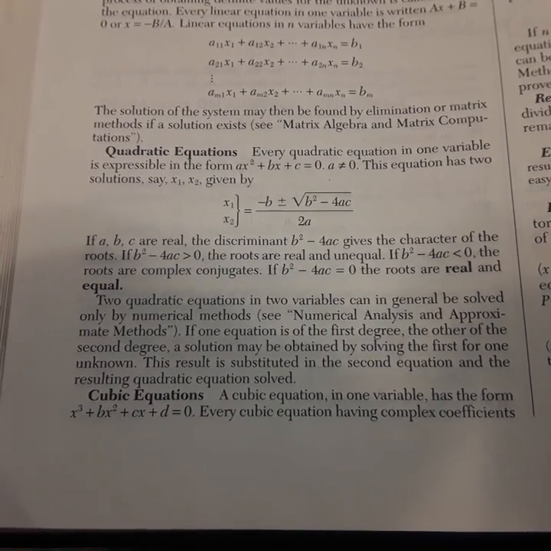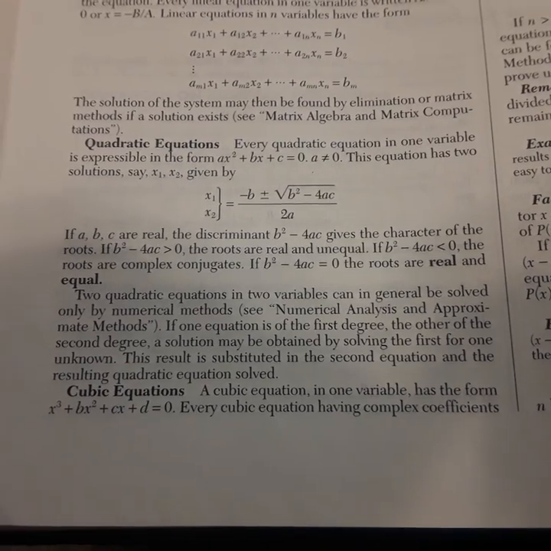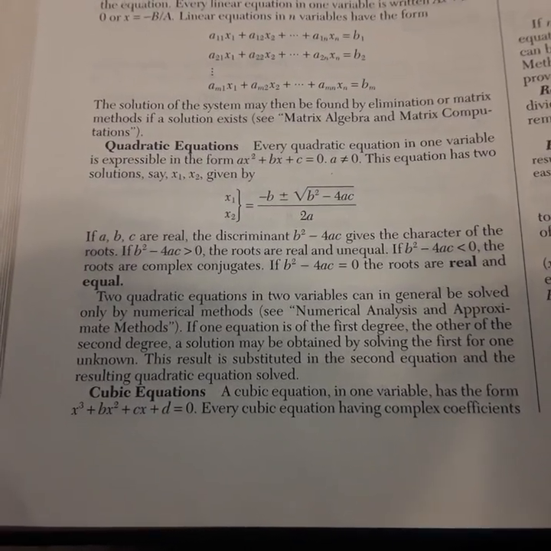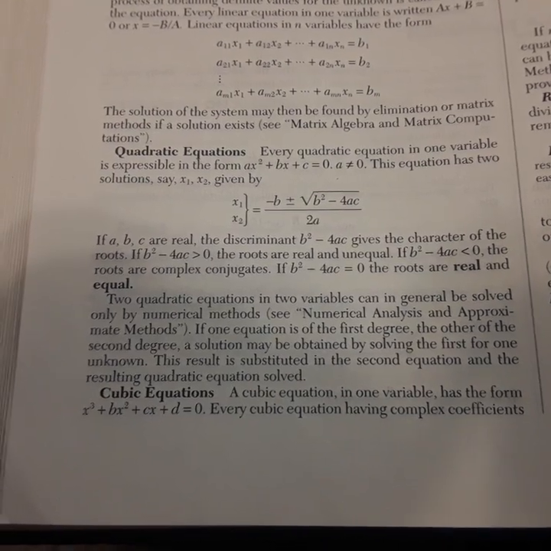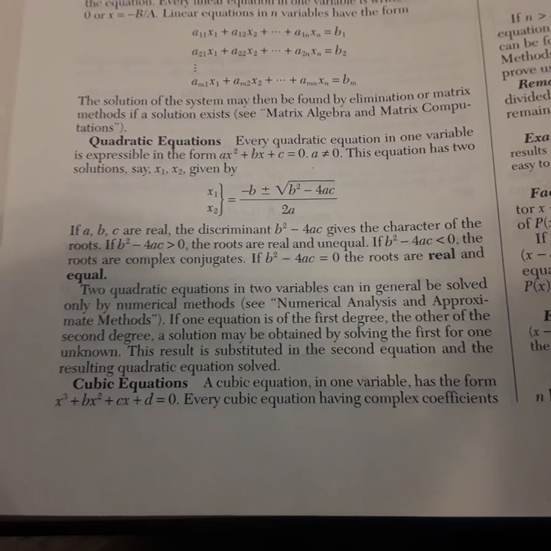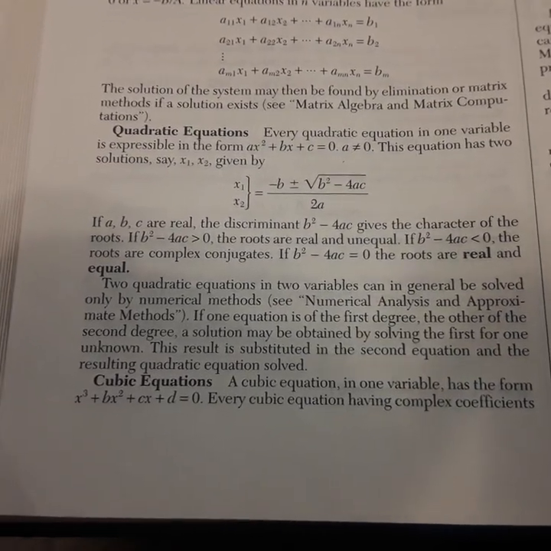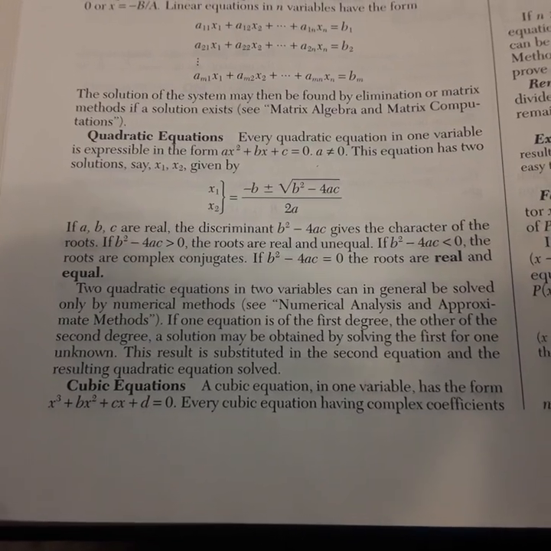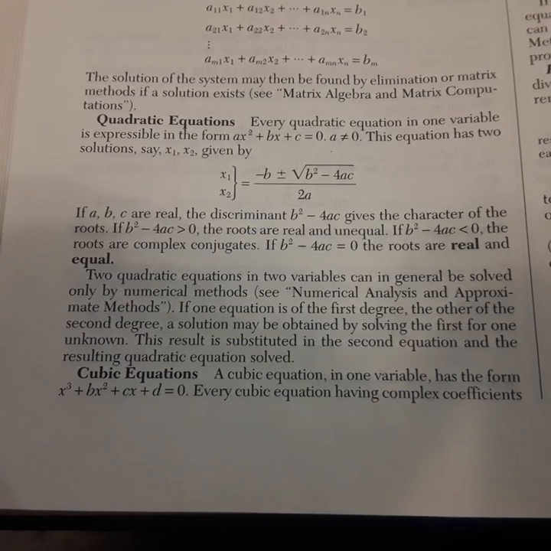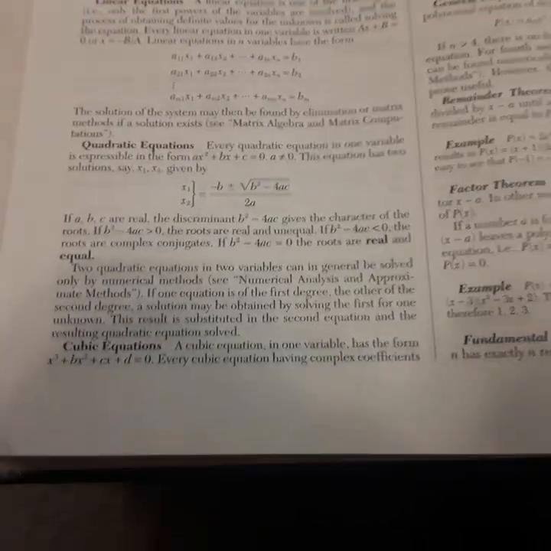if a, b, and c are real, the discriminant b squared minus 4ac gives the character of the roots. If b squared minus 4ac is greater than 0, the roots are real and unequal. If b squared minus 4ac is less than 0, the roots are complex conjugates. If b squared minus 4ac equals 0, the roots are real and equal. So that's something to keep in mind.